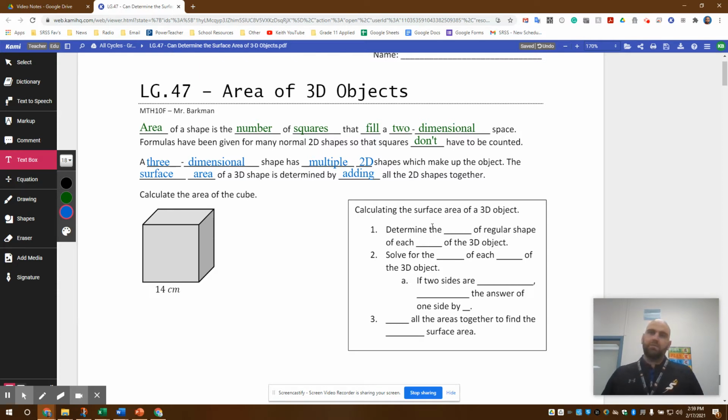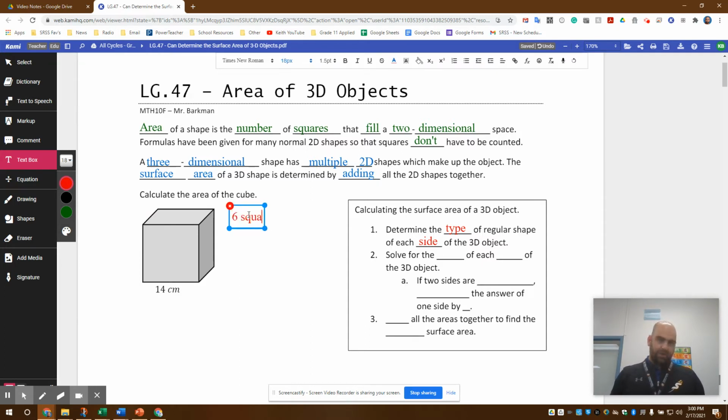The first thing that we need to do when we're doing that is determine the type of regular shape of each side of the 3D object. In a cube, in this case right here, we have 6 squares. And in fact, they are all exactly the same size, which actually makes a cube quite straightforward and simple to solve for.